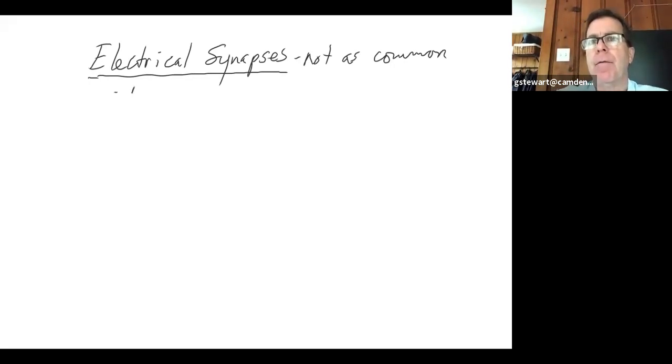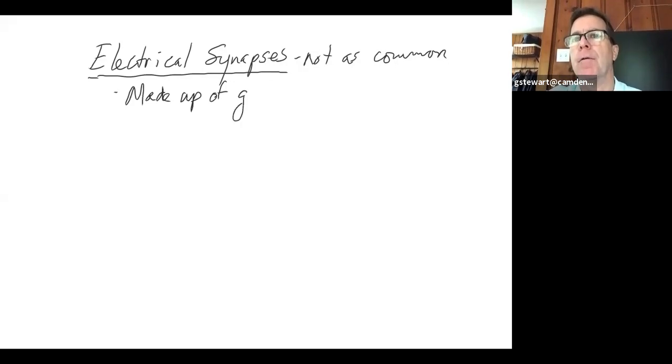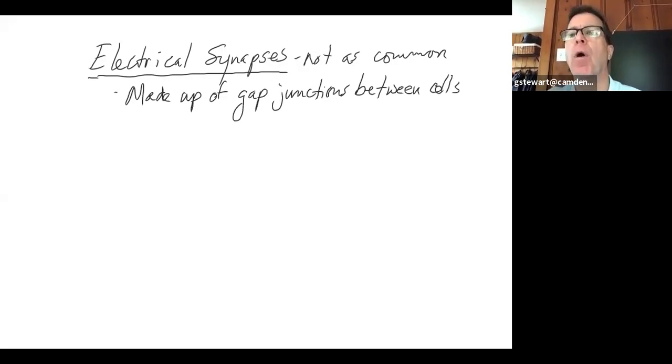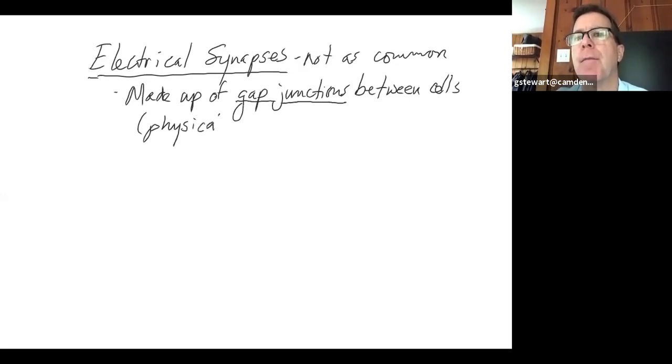And they're made up of gap junctions between cells. I know that most of you probably haven't taken Bio 1. It's not a prerequisite for this course. So I don't have time to explain the whole intricacies of what a gap junction is, but I'm just going to write it's a physical connection. So unlike chemical synapses, where there is no physical connection, there is a physical connection from cell to cell.